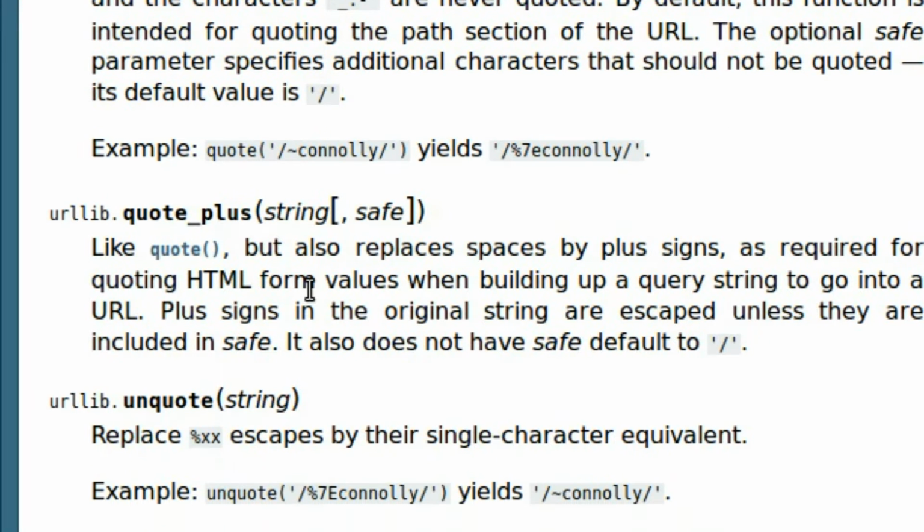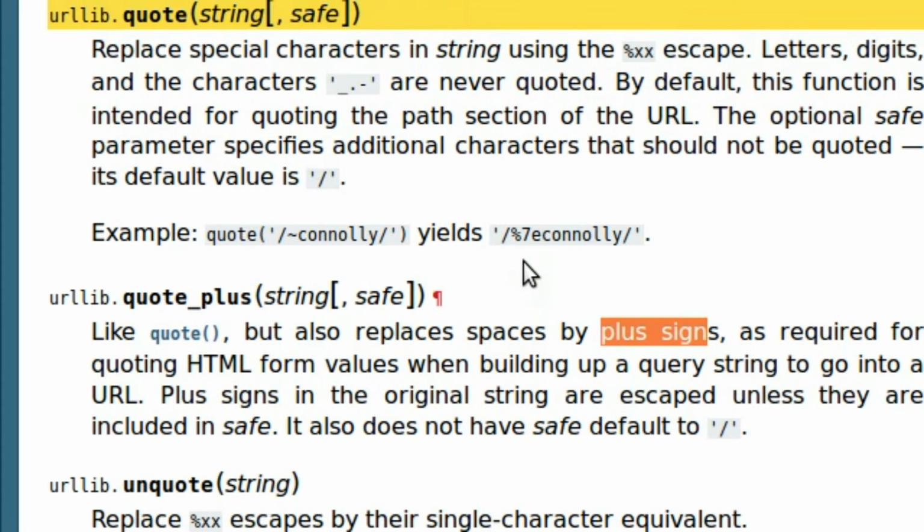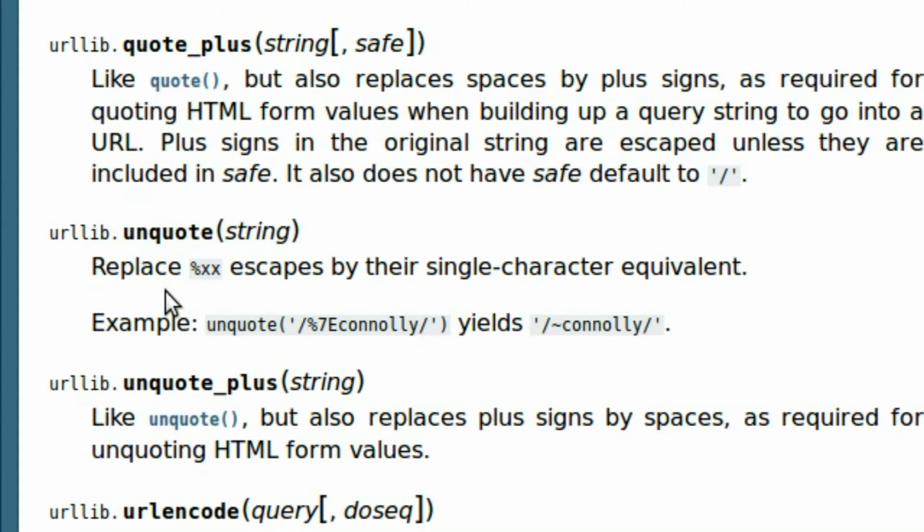Quote plus does a very similar thing, but instead of using the escape sequence for space characters, it replaces them with plus signs, which are typically used for quoting HTML form values. I'm not going to go into that today, but you can obviously edit the code that we're going to be writing, because I'm going to show you how you can use this function, and we're going to be trying to recreate it all on our own, which is really simple because it's just some string manipulation. Unquote does the very same thing, but it reverses this operation. It replaces the escape sequences with their single character equivalent, and we're going to put that together.